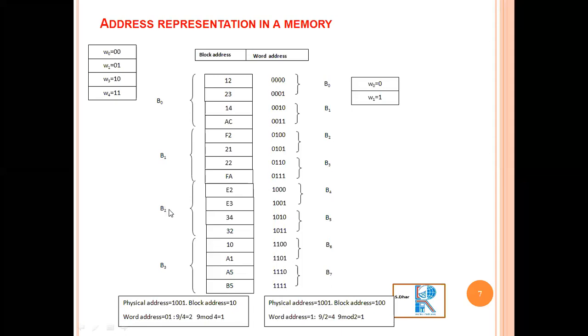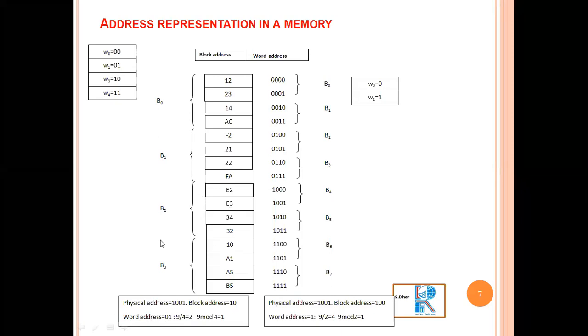See here, I directly go to B2, and the word address is 1. That means in block B2, the word is 1. B2 starts from here to here. So I first go to B2 and then go to address 1. This is address 0, this is address 1. So E3. This is for the same 1001.